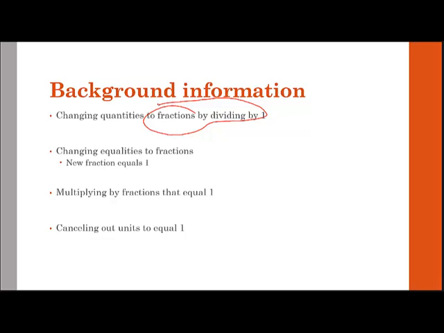You're changing the equalities to fractions, and the new fraction also equals 1. So you're multiplying by fractions that are equal to 1, and canceling out units, which also equal 1. So once again, you're not actually changing the value. You're just changing the way it looks.